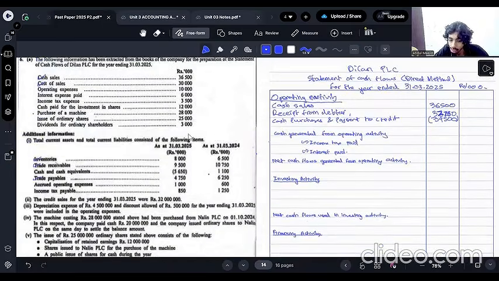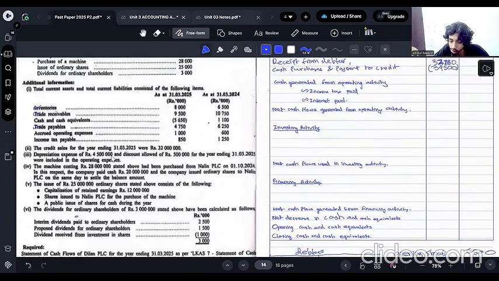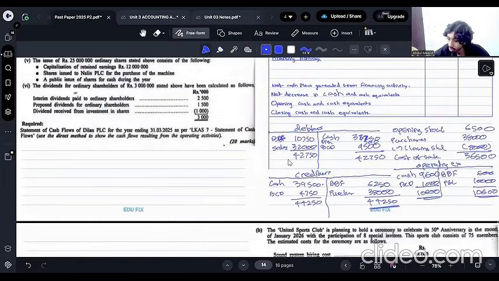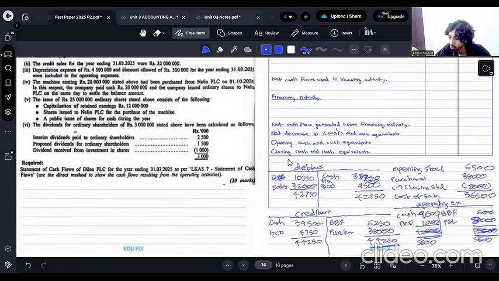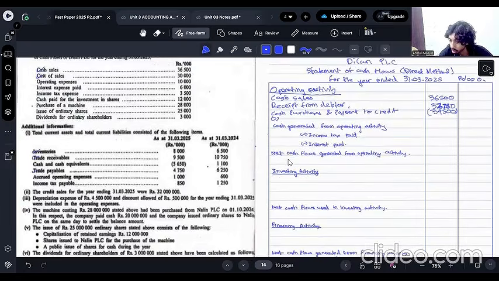You should remove the non-cash items. Depreciation 4,500 and discount allowed 500, totally 5 million. Then here you can take 5,000. Then 5,600. 5,600 minus 1,000, that will be 4,600. Okay. Operating expense paid will be 4,600.